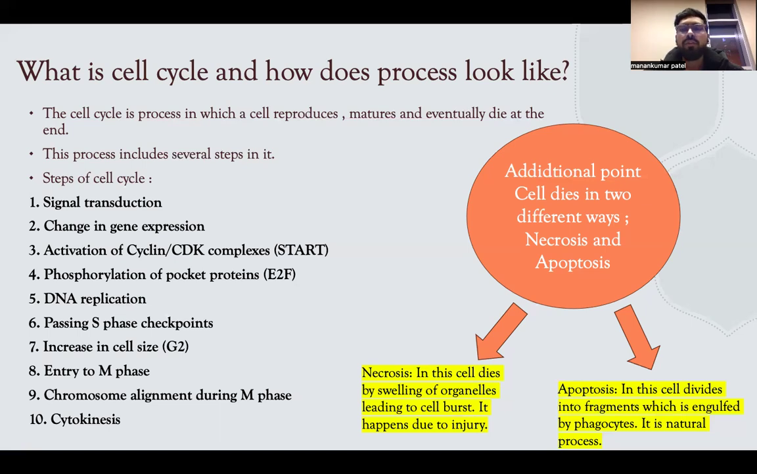I have also mentioned an additional point: a cell can die in two different ways, necrosis and apoptosis. Apoptosis is a natural process in which the cell divides into fragments, which are engulfed by phagocytes in the blood. And necrosis is when you get an injury or some kind of cut, and the cell dies by swelling of its organelles, leading to cell burst. So that is an additional point for you to understand. Let's move on to the next slide.